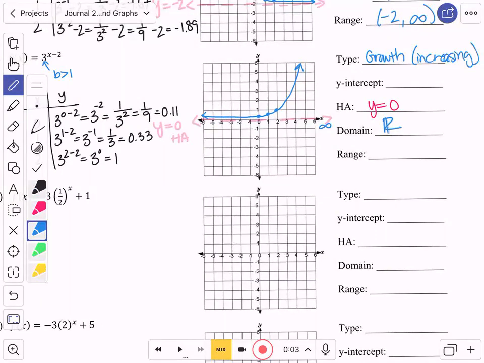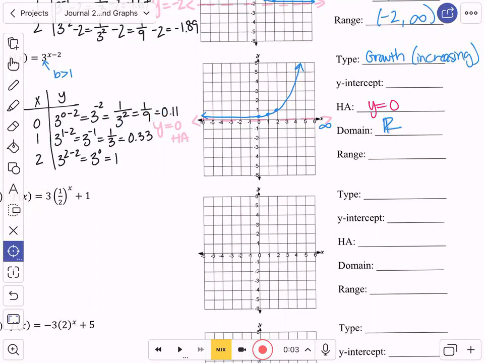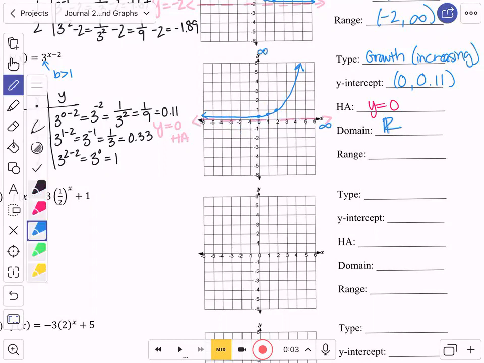The y-intercept, that's where x equals 0, and it happened to be 0.11, the value that we calculated. Or you could put 1/9 if you want to be very accurate, but I'm fine with the decimal. It's easier to read. And then the range here, it looks like it goes from 0 to positive infinity. So the lowest y value is 0, and then it increases to positive infinity. So 0 to positive infinity. And there we go.